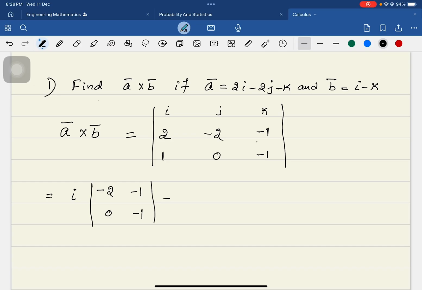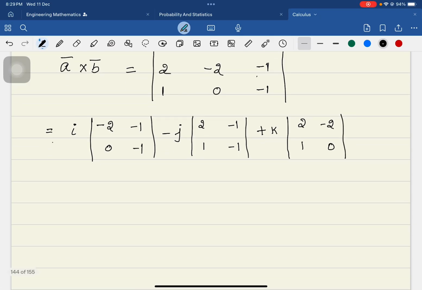And then always minus the j component. First is plus, second is minus, alternately. Now for the j component, you take the first and third columns: 2, minus 1, 1, minus 1. And then plus the k component, where you remove the third column and just take the first and second columns. So that is 2, minus 2, 1, 0. So this is what you need to find out.